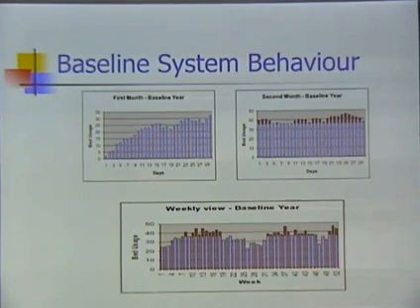The figure on the bottom essentially summarizes what happens on a weekly basis for 52 weeks, and we see a distribution of bed usage on a weekly level.